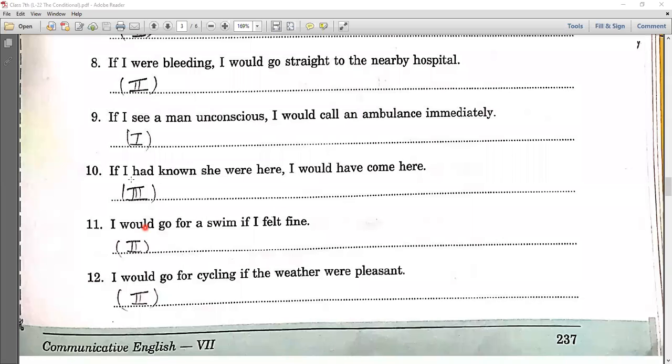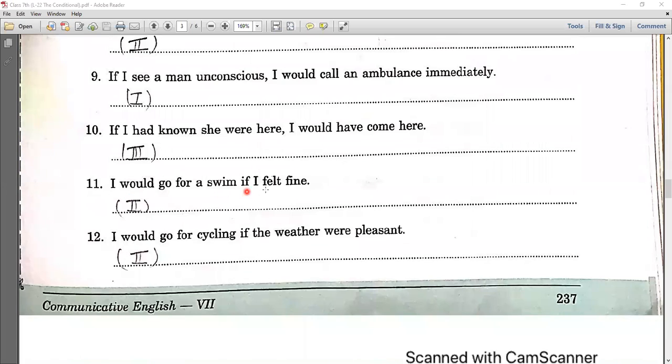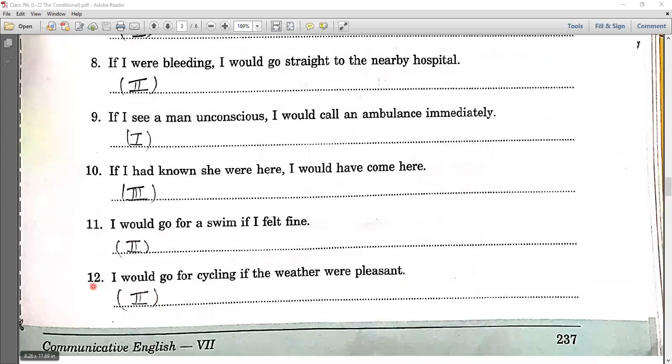Okay. If I had known she were here, I would have come here. If I had known, had is the third form, and would have come is also the main clause of the third conditional formula. I would go for a swim if I felt fine. Felt is the second form in the if clause, okay? And in the main clause, what are we getting? Would. That is why this is the second conditional sentence. I would go for cycling if the weather were pleasant. So again, this is also the second conditional sentence.